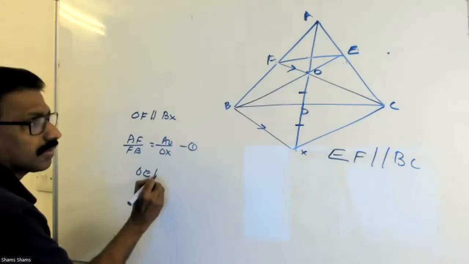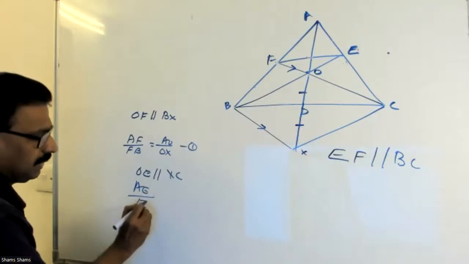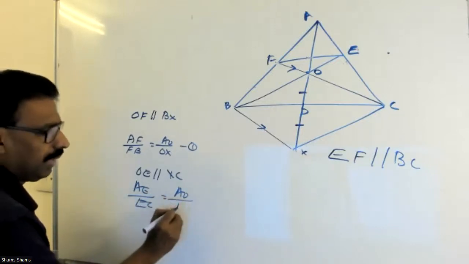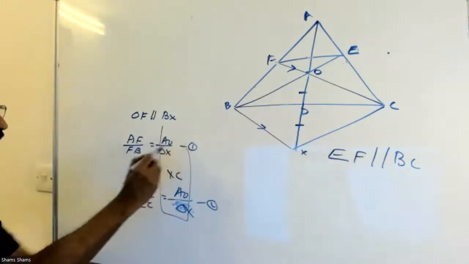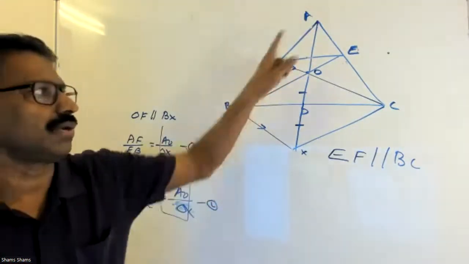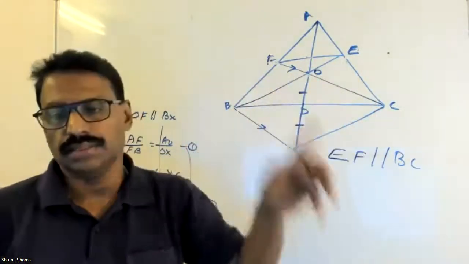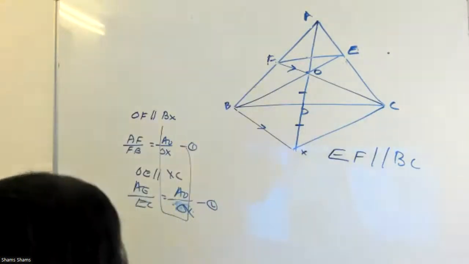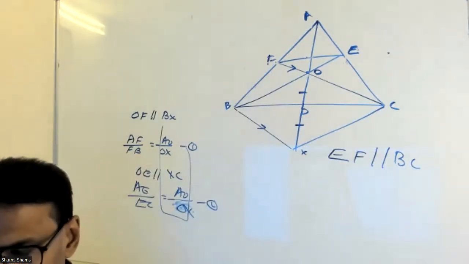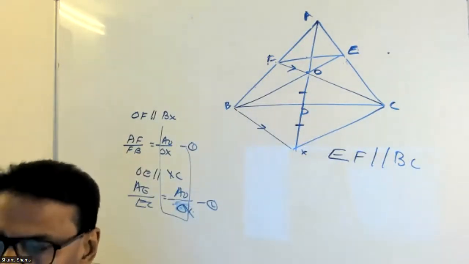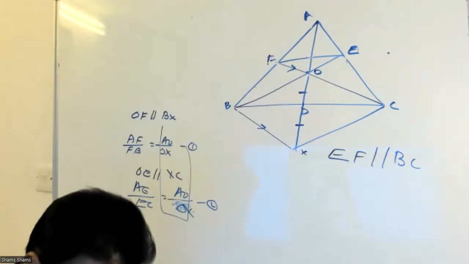OE is parallel to XC. So we can again write AE divided by EC equals AO divided by OX. Number 2. So this side is equal. What you got: AF by FB equals AE by EC. Then by the converse of the basic proportionality theorem, FE is parallel to BC. Clear or not? Are you okay? Yes, sir. I'll give the notes. Don't write yourself. It's a good question.